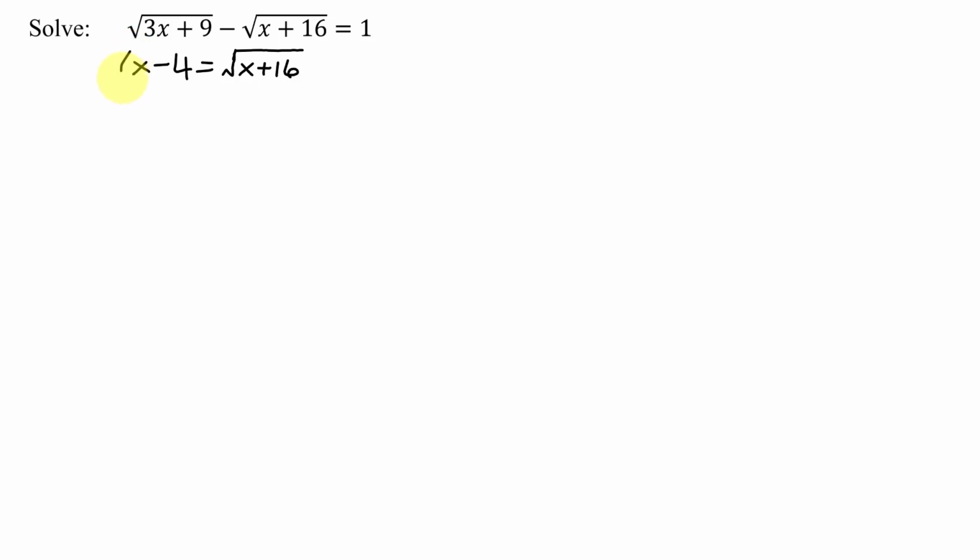So I'm going to have to square both sides. On the left-hand side, I have to square the binomial. On the right-hand side, I'm going to square the square root. So what does x minus 4 all squared mean? You can do it the shortcut way, or if you do it the long way, you write x minus 4 times x minus 4, then quickly FOIL it out.